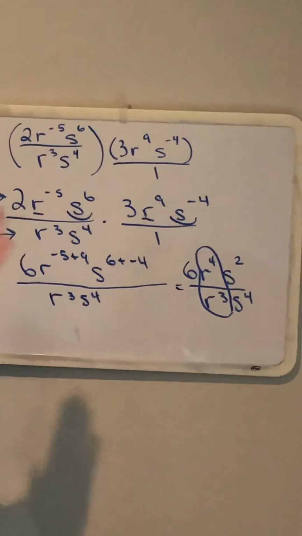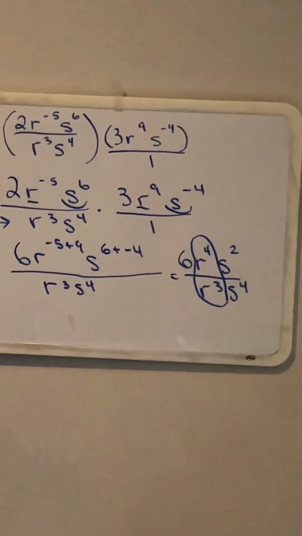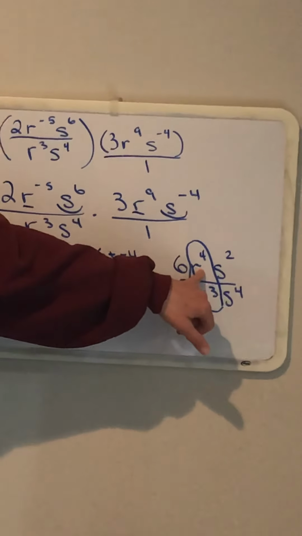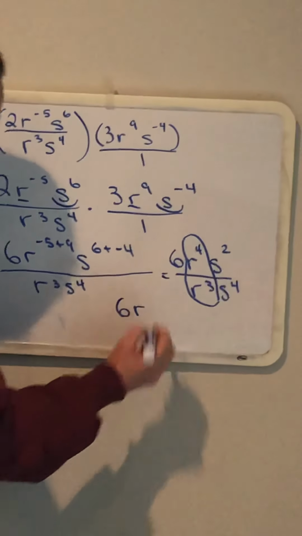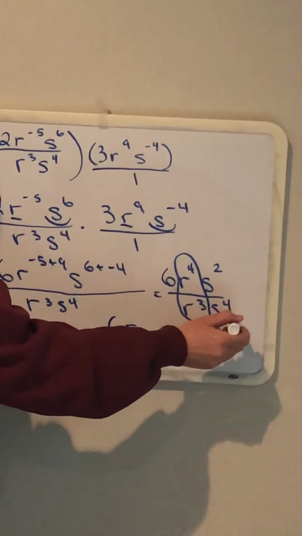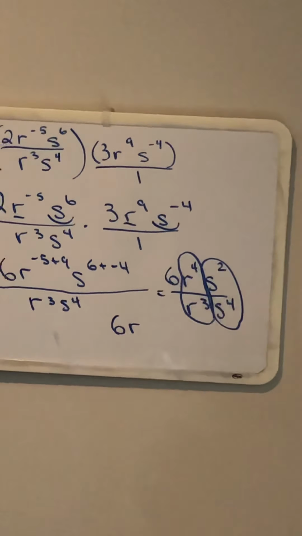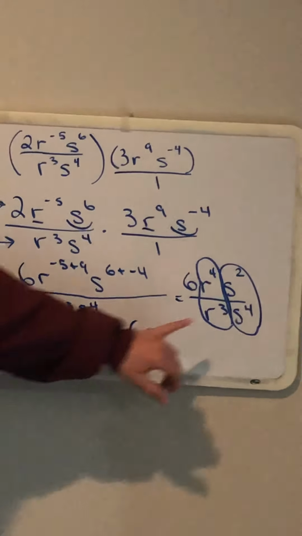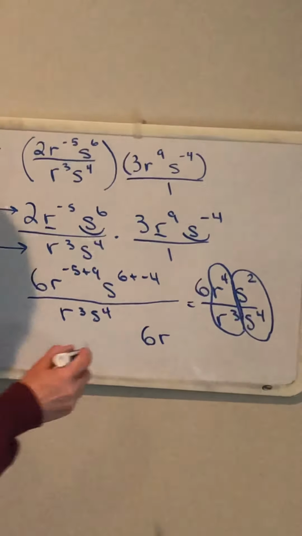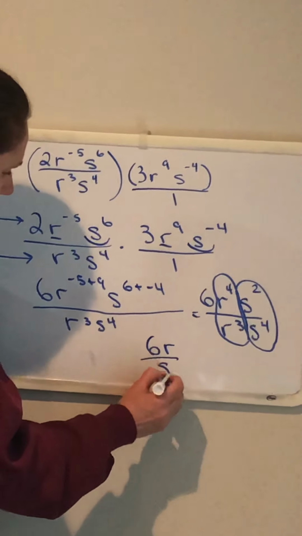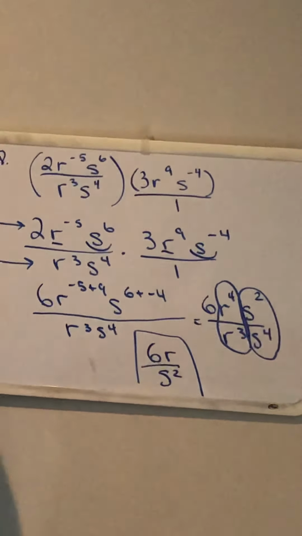So I'm going to do 4 minus 3, which is r to the 1st, and it's going to be in the numerator because that's where there were more r's to start with. So I'm going to have 6r. For the s's, I'm going to do 4 minus 2, so I'm going to have s to the 2nd. But since there were more s's in the denominator, that's where the s to the 2nd has to go. So 6r over s to the 2nd, and that is the answer to number 8.